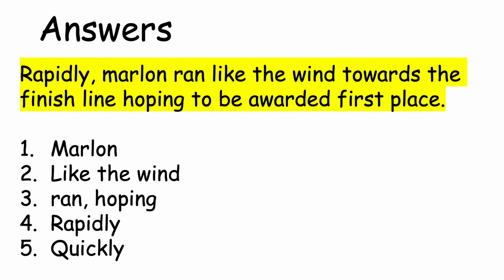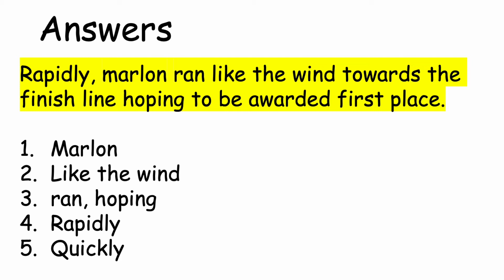Okay, so let's have a look at the answers. One of the answers was wrong on the PowerPoint, so I needed to change it. Okay then, so rapidly, Marlon ran like the wind towards the finish line, hoping to be awarded first place. So the first one was the capital letter, for Marlon, because it's someone's name. Number 2, it was identify the simile, and it was like the wind, because Marlon ran like the wind. And if it has like or as, it's a simile.